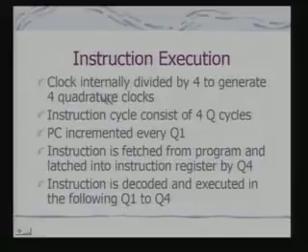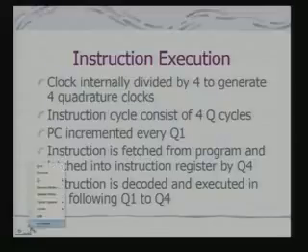So, the clock is internally divided by 4 to generate 4 quadrature clocks. So, an instruction cycle consists of 4 Q cycles. PC is incremented every Q1. The instruction is fetched from program memory and latched into the instruction register by Q4. An instruction is decoded and executed in the following Q1 to Q4.